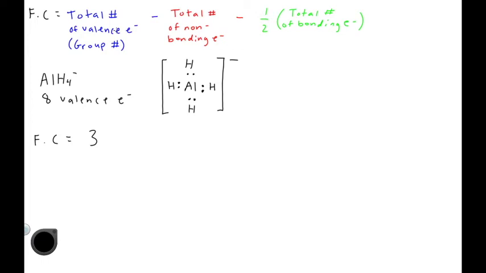Since aluminum participates in 4 bonds, and since there are 2 electrons per bond, we will have a total of 8 bonding electrons. So we have the total number of non-bonding electrons, which is 0, minus 1/2 the total number of bonding electrons, which is 4.